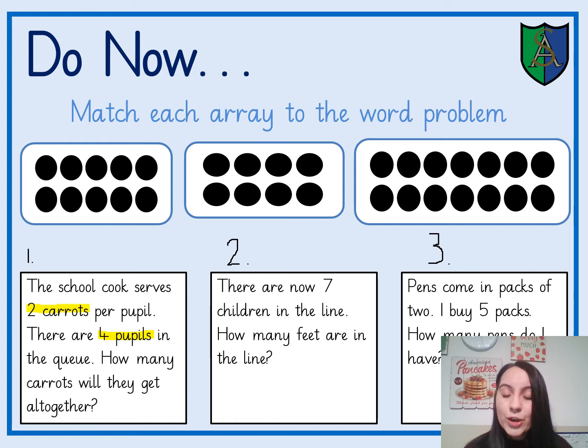Even just by looking at the final one, I can see that it's too big. I can see that it's got much more than 4 in there. So I know that this array is the correct one to match up with my word problem. Okay, so it's really important to pick out that key information, and this will help you to find the array that you are looking for. Okay, so off you go, everybody.